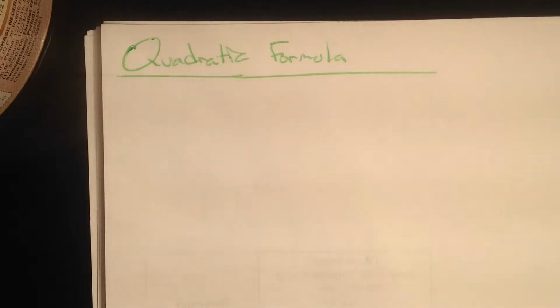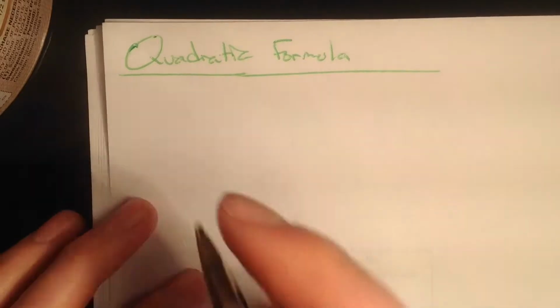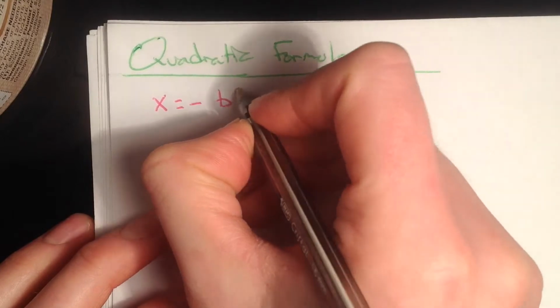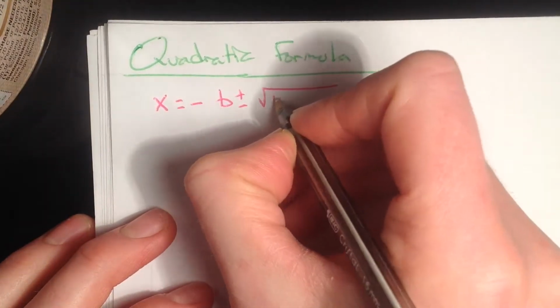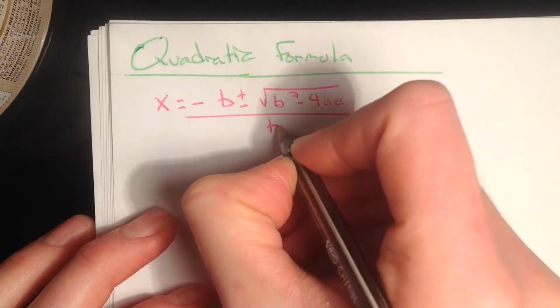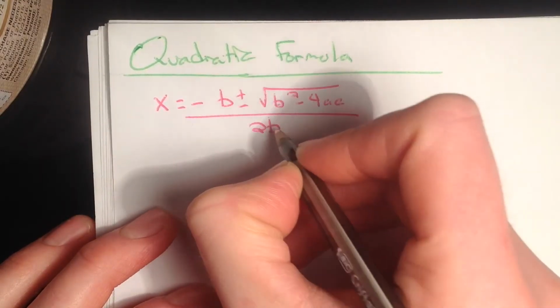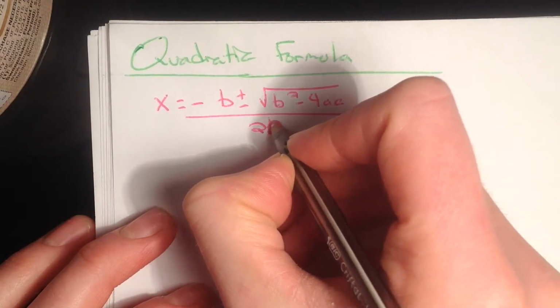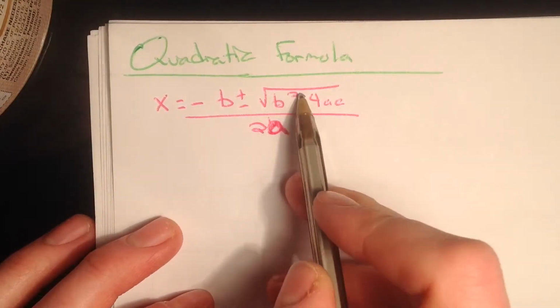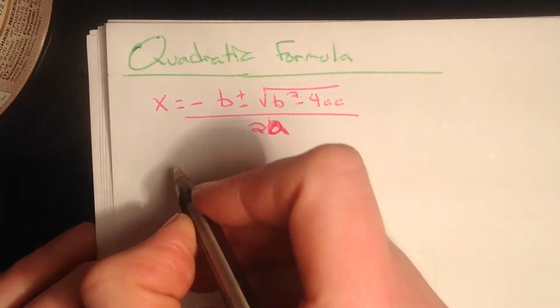So we've been introduced to this idea of factoring and solving. Sometimes factoring doesn't work. And so we also have what's called the quadratic formula. And the quadratic formula actually comes from completing the square. And we end up with this formula. So negative b plus or minus the square root of b squared minus 4ac all over 2a.